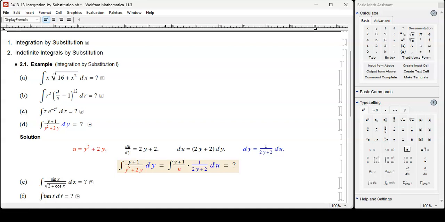Now, do we have simple integral? Well, yes you do. You do have a simplification. How? We get y plus 1 over u, and times we have 1 over 2 times y plus 1 du. You see, 2y plus 2 is twice of y plus 1, so we do have simplification. In the end, what do you get? We have integral of 1 over 2u.